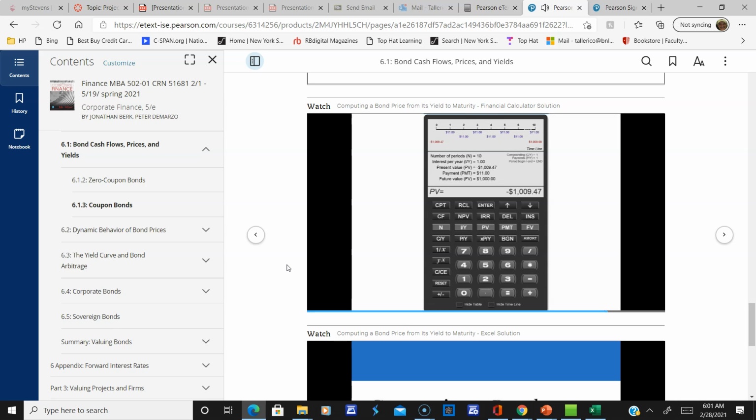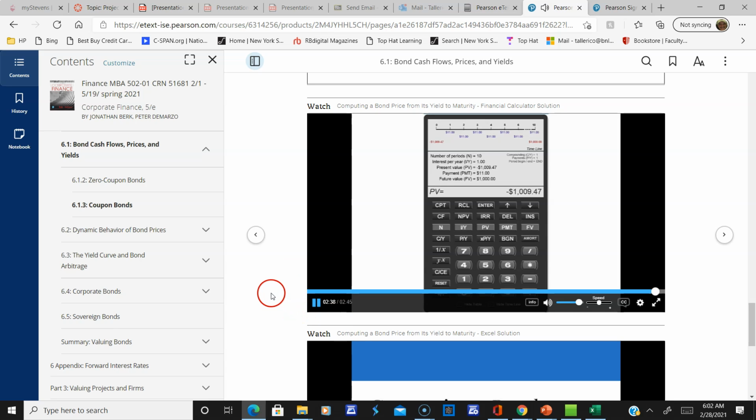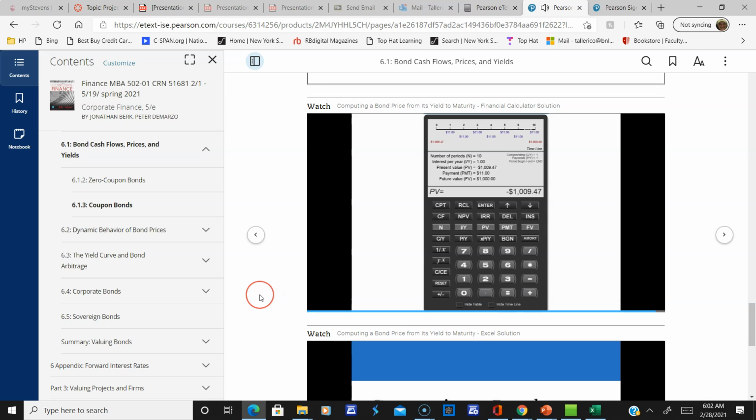$1,009.47. So the bond's price has gone up from $963.11 to $1,009.47 because interest rates have dropped, and so you now are expecting a lower return. So in order to get a lower return for the same cash flows, you have to pay more for those cash flows. So you pay more, and the return on your investment of more than $1,000 comes down to 2%.